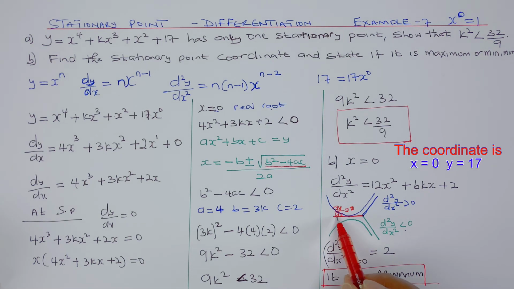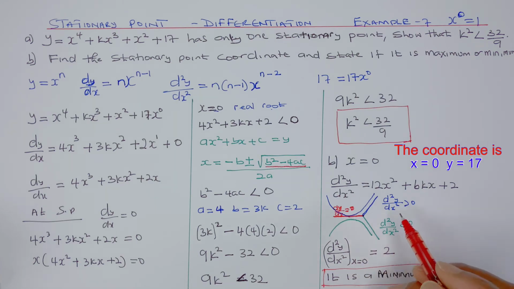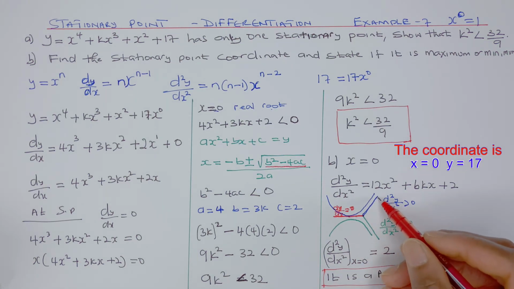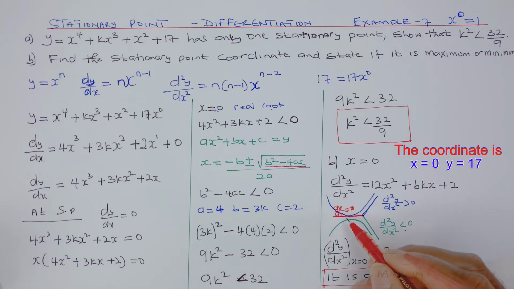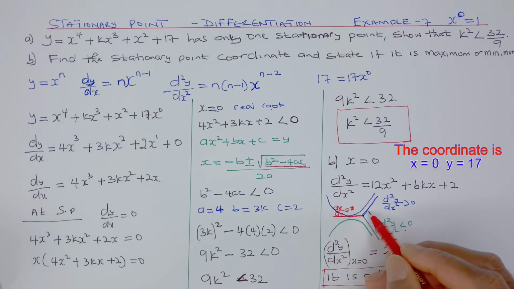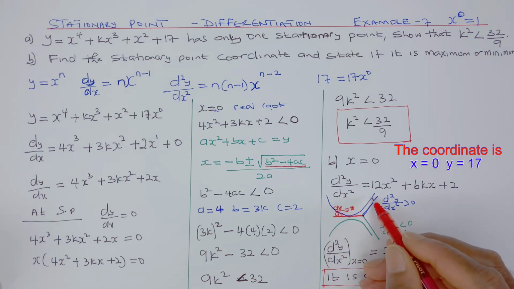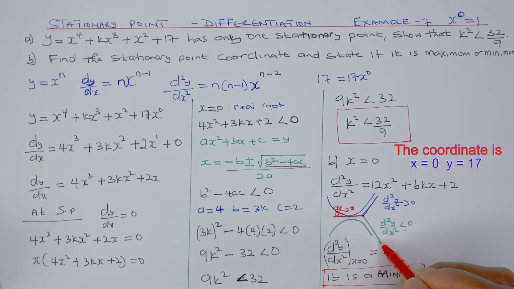So remember, that's a stationary point here, the red one. In this case, that's positive gradient. This is negative gradient. So you've gone from 0 to positive, that's minimum. If you go from 0 to negative, that's maximum.